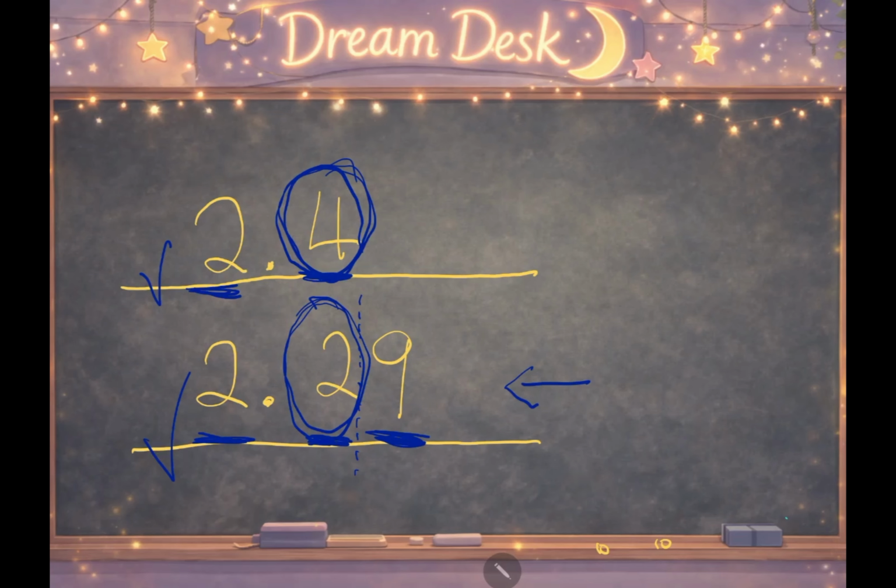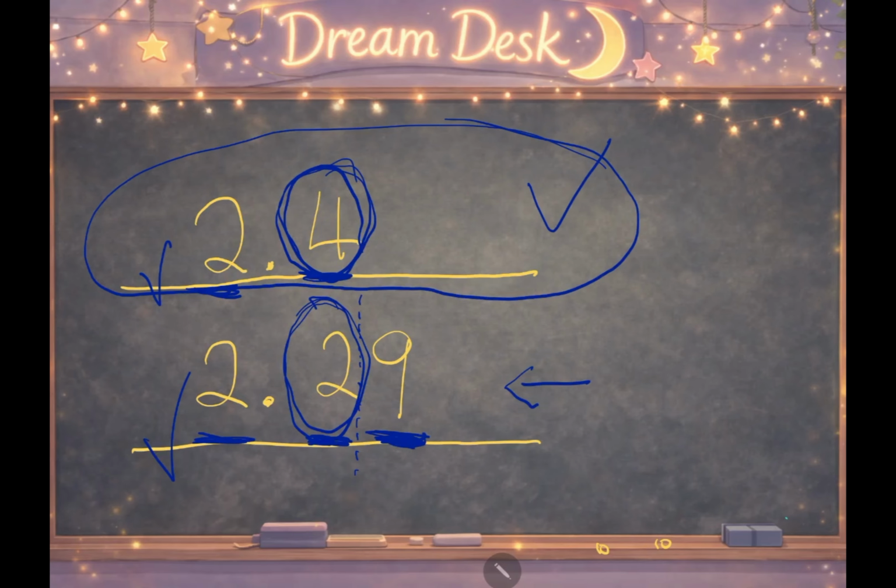9, it does not matter because it's in the hundredth place, and 10 hundredths will only equal 1 tenth. This 9 will not make any difference. Therefore, 2.4 is going to be the larger number.